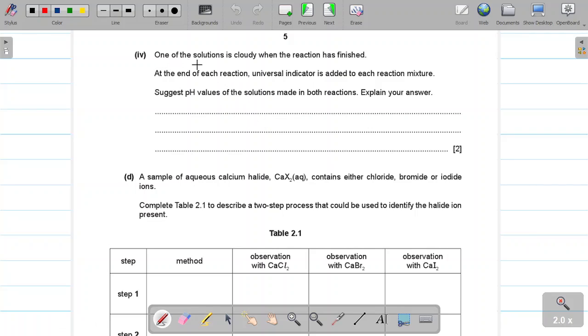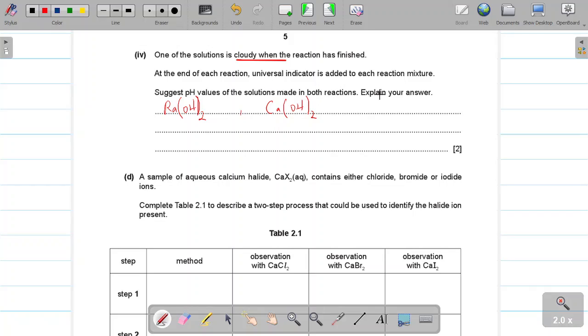The question continues that one of the solutions is cloudy when the reaction has finished. At the end of the reaction, universal indicator is added to each reaction mixture. Suggest pH values of the solutions made in both reactions. Explain your answer. So radium will produce a solution of radium hydroxide, and calcium will produce a solution of calcium hydroxide. What we need to recall here is that the solubility of the group 2 hydroxides increases as the group is descended. So the solution that is cloudy when the reaction is finished is actually the calcium hydroxide solution.